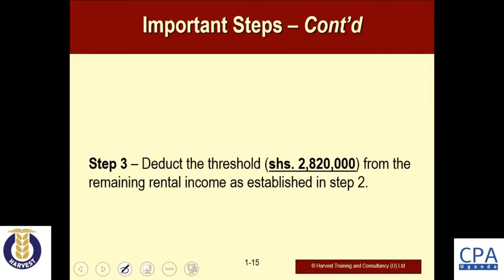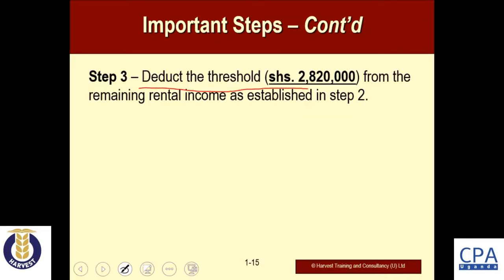In step number 3, we then proceed to deduct the threshold, 2,820,000, from the remaining rental income as established in step number 2. So after removing the 20% allowance in step number 2, we then remove 2,820,000 from the remaining rental income. The meaning of this is that the 2,820,000 is not a taxable rental income. So anyone who earns 2,820,000 as rental income in a given year is actually exempt from tax. That income is not taxable. So that is the threshold that you're going to deduct in step number 3.